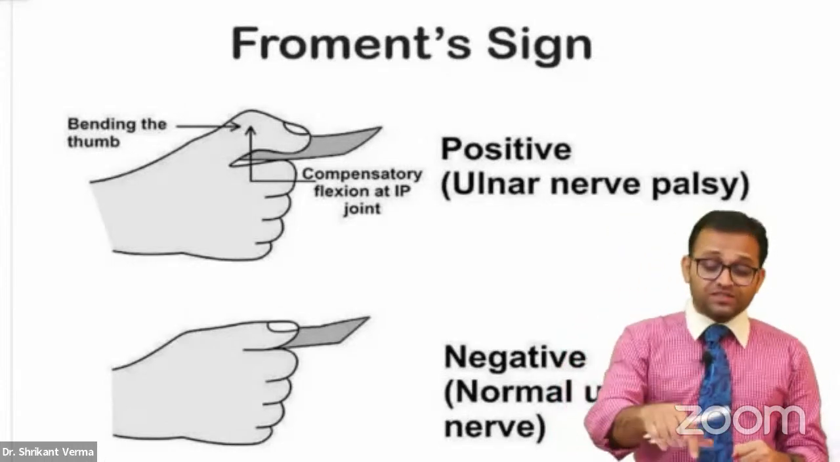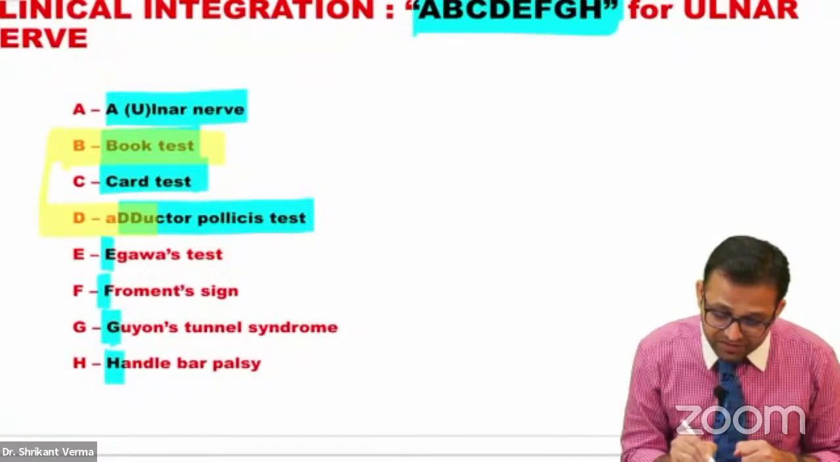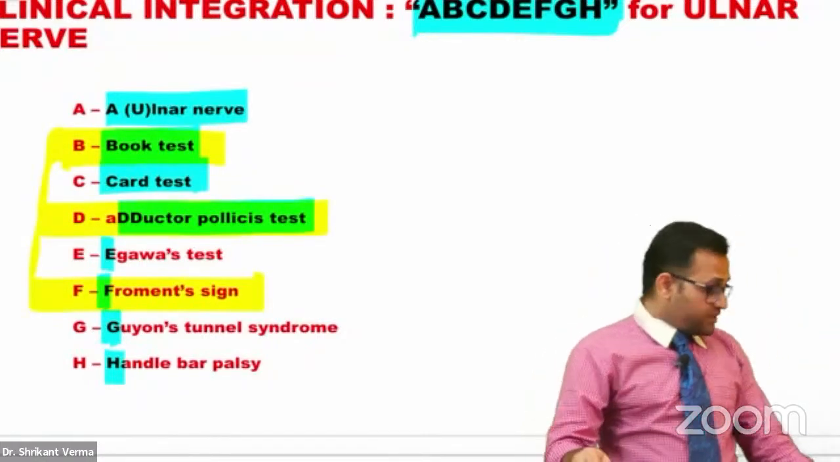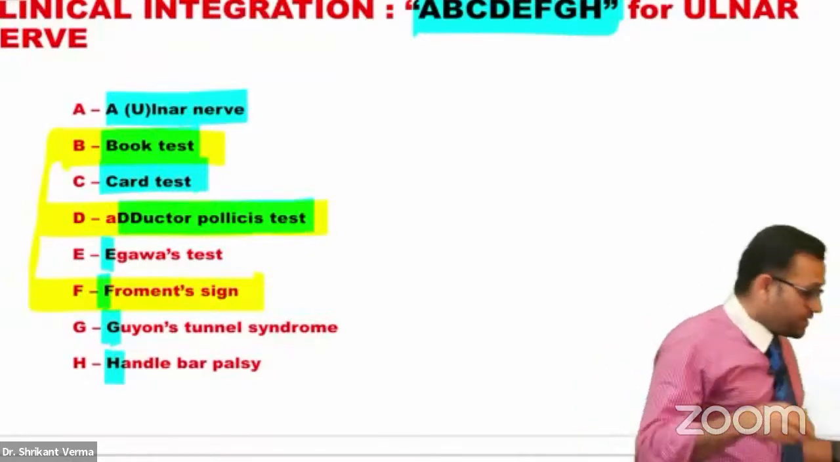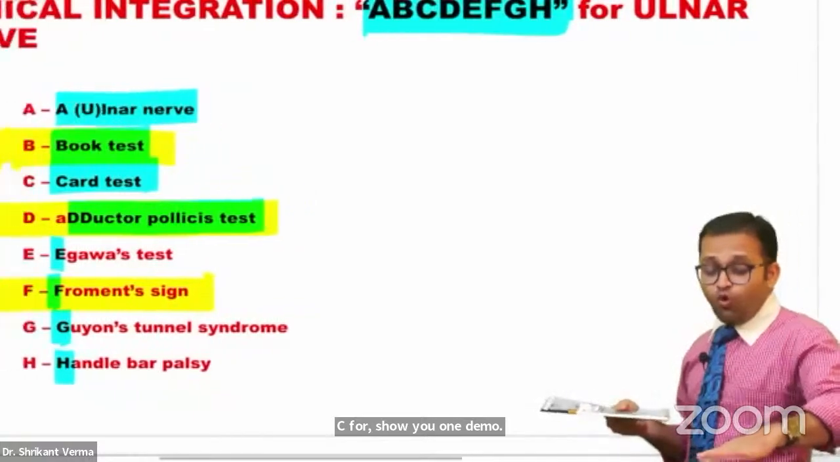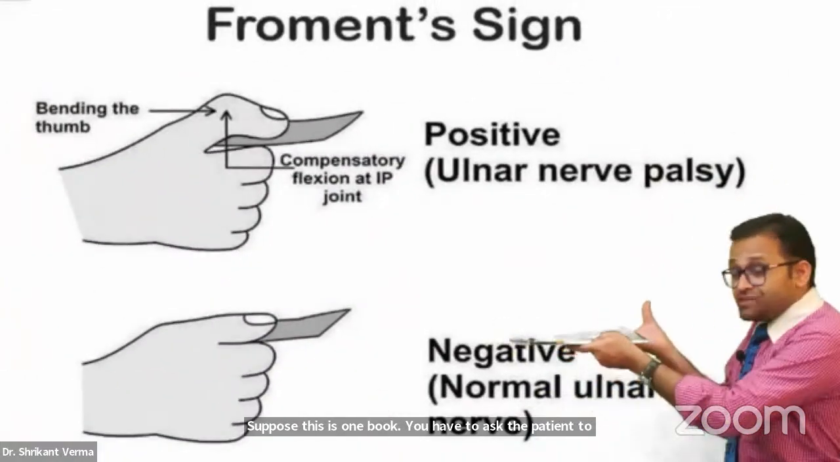This is also known as the book test. What I want to tell you, sir, is that the book test, the adductor pollicis test, and the Froment sign all are the same. For it, I am going to show you one demo. Suppose this is one book. You have to ask the patient to hold this book. Usually this is the way any person holds it.